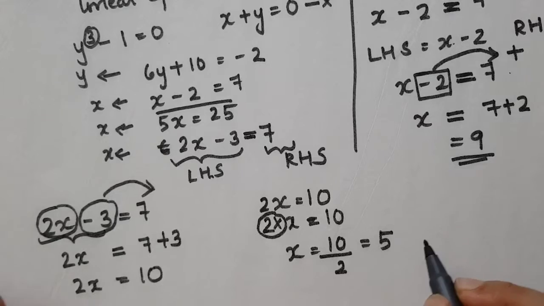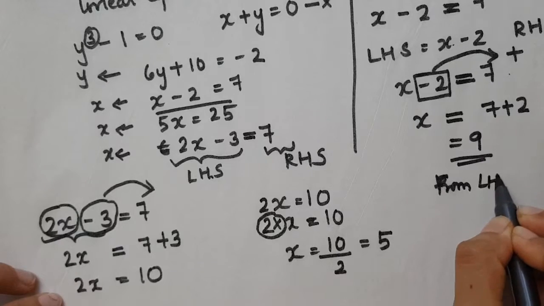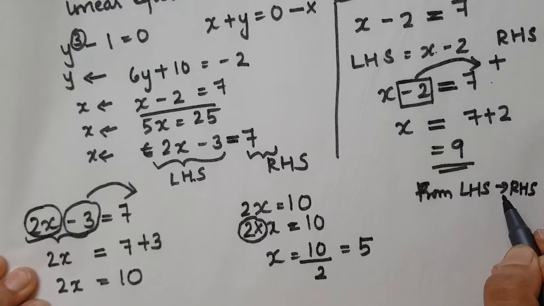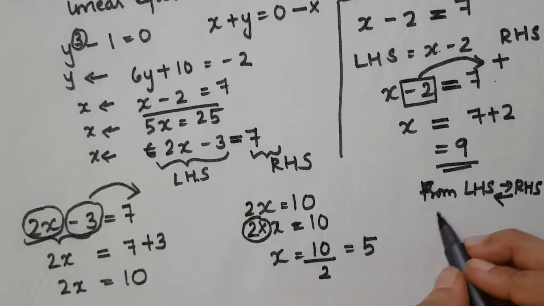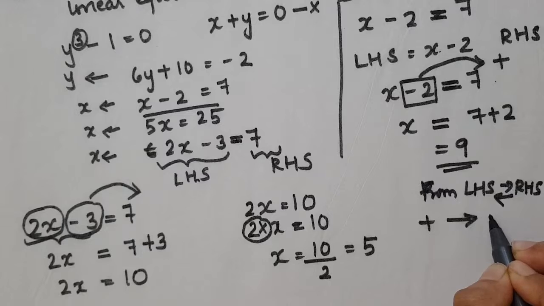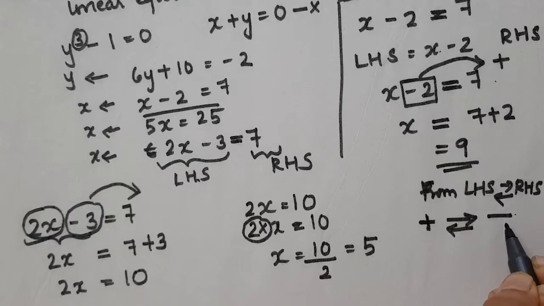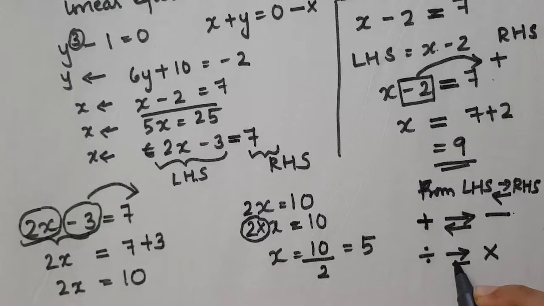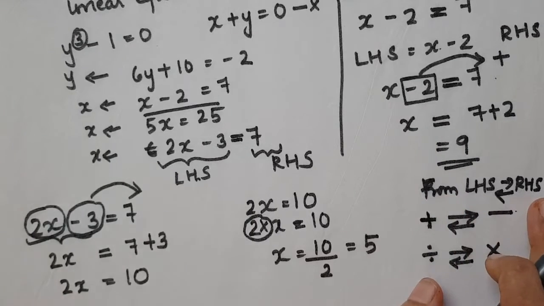So x is 5. So what do you have to keep in mind? From LHS to RHS, or vice versa, when you are taking from LHS to RHS or from RHS to LHS, positive becomes negative, that is addition becomes subtraction and vice versa. Subtraction becomes addition. Again, division becomes multiplication and multiplication becomes division. So the sign changes when you are taking from LHS to RHS.